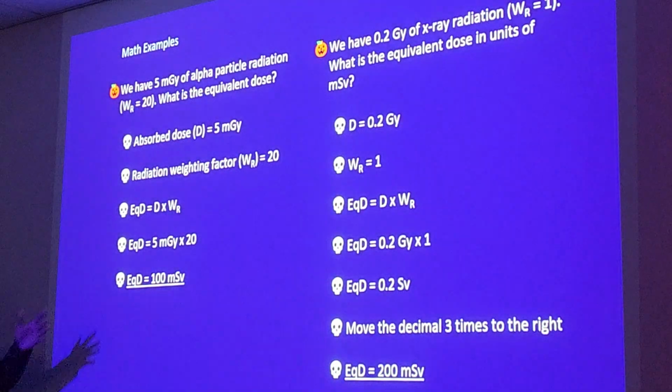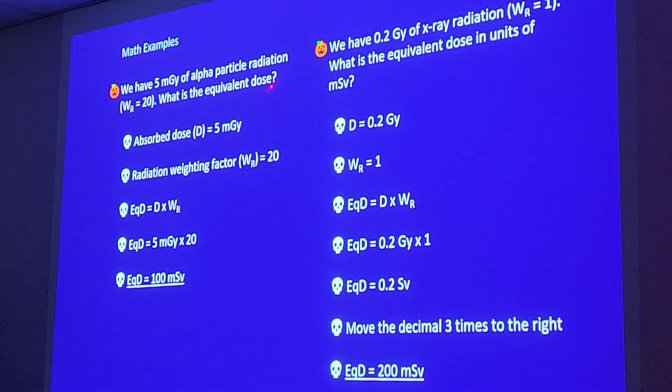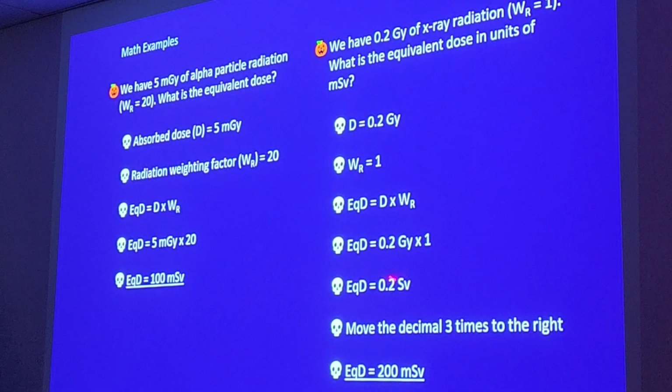Okay, and that's just some more examples. We have 5 milligray of alpha particle. What is the equivalent dose? So we would take the 5, times it by 20, that's your equivalent dose. We have 0.2 gray of X radiation. We know that the weighting factor is 1. So we would take the 0.2 times 1, that would be your equivalent dose. But because it's asking you for milli, move the decimal 3 times to the right, that's your answer.